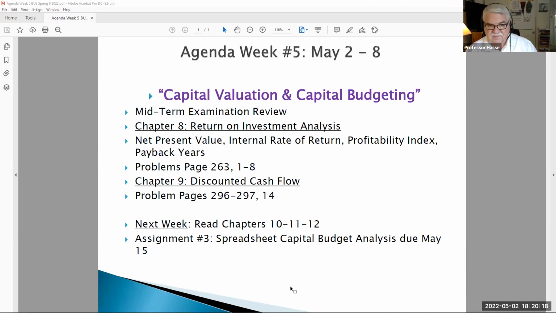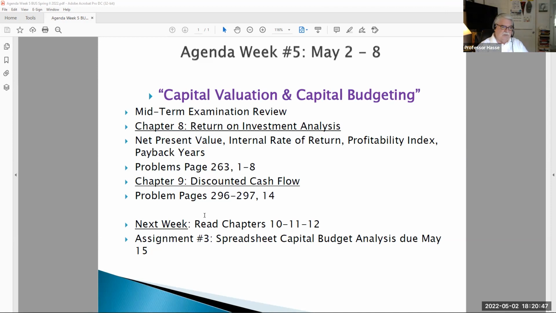We have 2 sets of problems to review out of your textbook. Chapter 8, it's problems 1 through 8 on page 263. And on chapter 9, problem 14, pages 296 and 297. These give us great examples of the key topics of these 2 chapters. I have a spreadsheet that we'll review for both course lectures, and on Friday we'll walk through that.